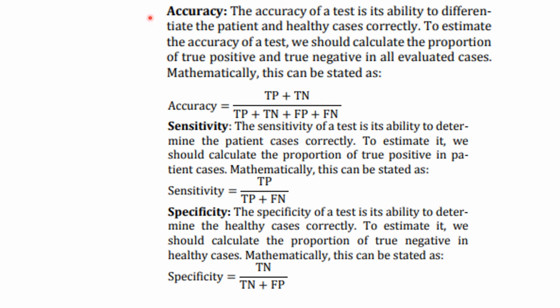The definitions continue. Accuracy. The accuracy of a test is its ability to differentiate the patient and the healthy cases correctly. To estimate the accuracy of a test, we should calculate the proportion of true positive and true negative in all evaluated cases. Mathematically, this can be stated as accuracy is true positive plus true negative divided by true positive plus true negative plus false positive plus false negative. That's the equation for accuracy.